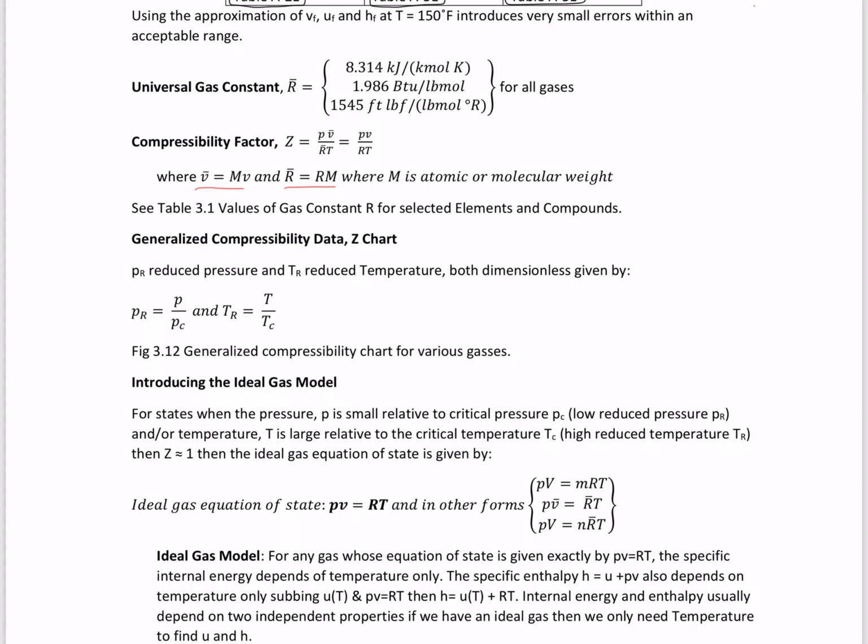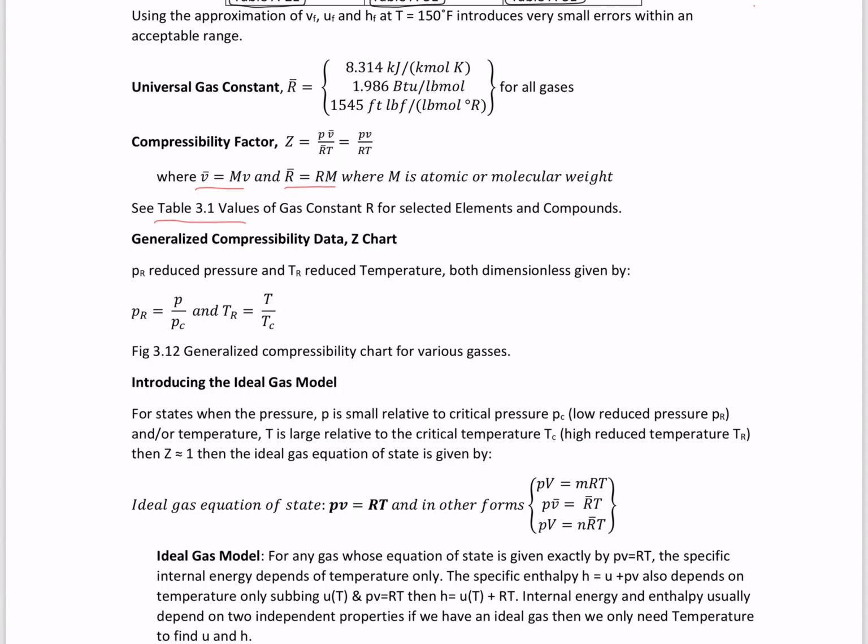The specific volume on a per mole basis is equal to the molecular weight times the specific volume, and the universal gas constant is R multiplied by M as well, where M is the atomic or molecular weight, and you can find those on table A1. Also, they list here on table A3 in your chapter 3 values of the gas constant R for selected elements and compounds. So they include the molecular weight in there.